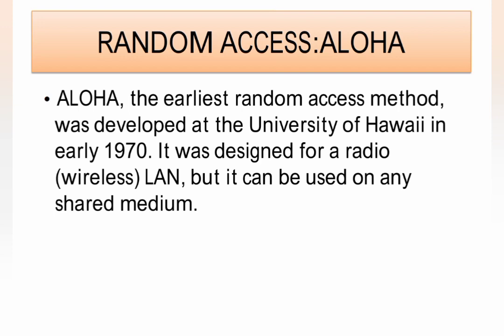Next, we will see the different types of random access protocols. The first one is ALOHA. ALOHA is the earliest random access method. It was developed at the University of Hawaii in the early 1970s. It was designed for a radio LAN, but it can be used on any shared medium. So this is the earliest random access method, ALOHA, basically used for wireless LAN, but it can also be used on a shared medium.